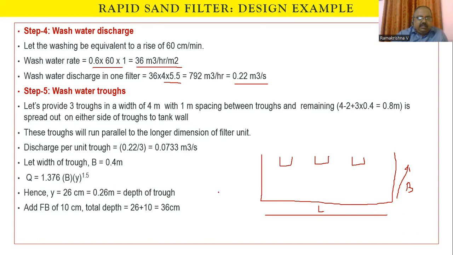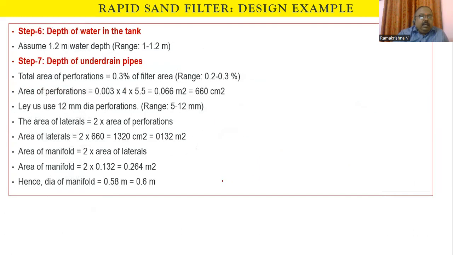So that means this is your wash water depth, and this is the freeboard, right? Now the depth of water in the tank. So the range of water is now 1 to 1.2 meters. So that's why we are taking the overall depth as, say, 3.5 meters.